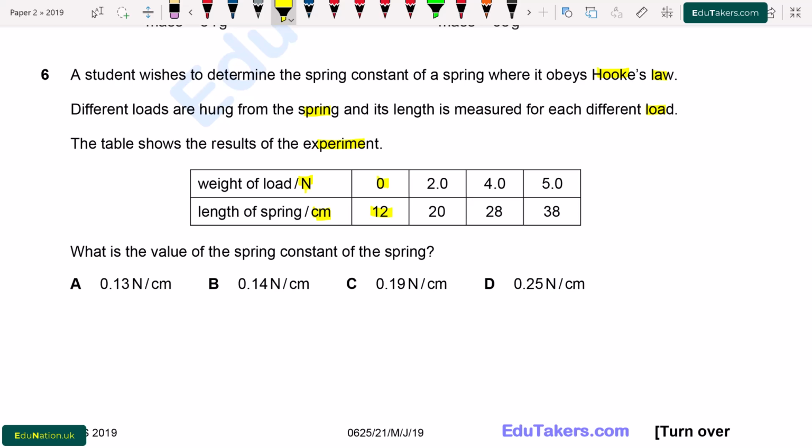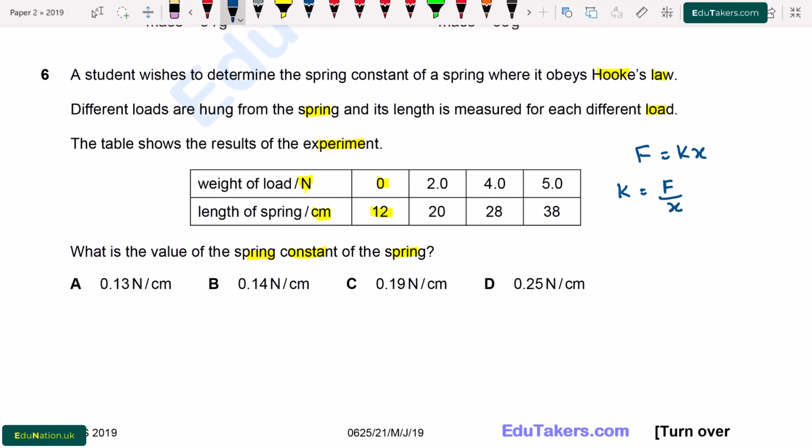Then weight increases. The length of the spring also increases. What is the value of the spring constant of the spring? Here we have to find out the spring constant. I write here Hooke's law, F is equal to Kx, where F is the weight, K is spring constant and x is the length. So K will be equal to F over x.